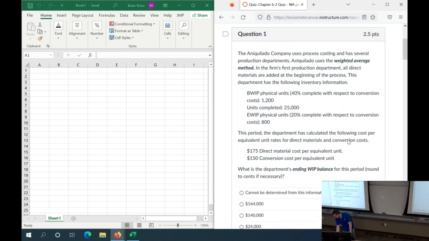We might have to do a little bit, we might have to do a lot. I might provide, in this case, for example, this question right here provides step 2 for you. Those are the cost rates. I've already done that work for you. And all you have to do is apply these rates to figure out what the ending WIP balance is over there. So let's look at this real quick.